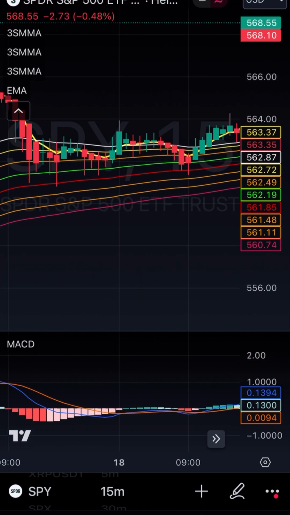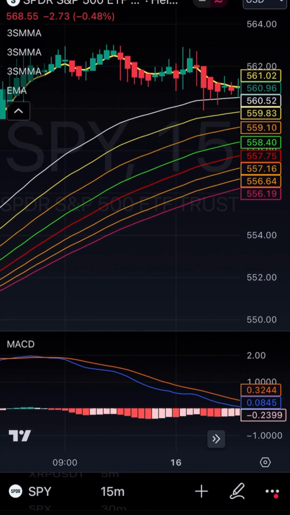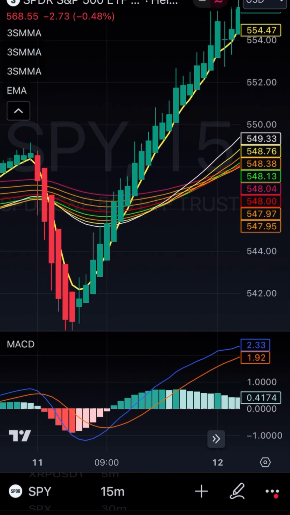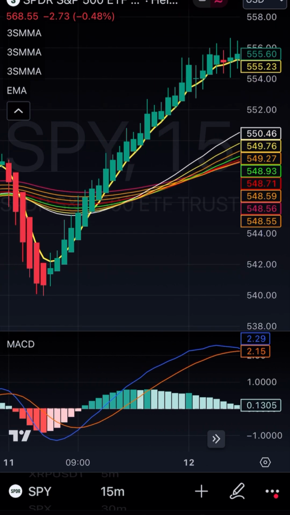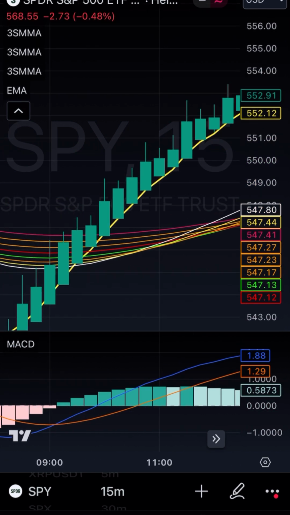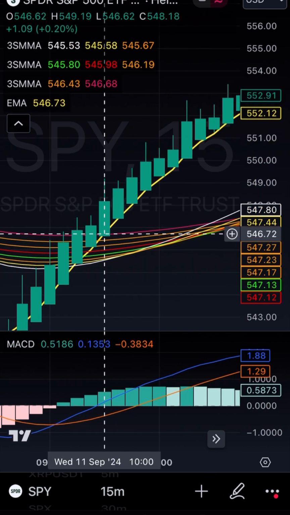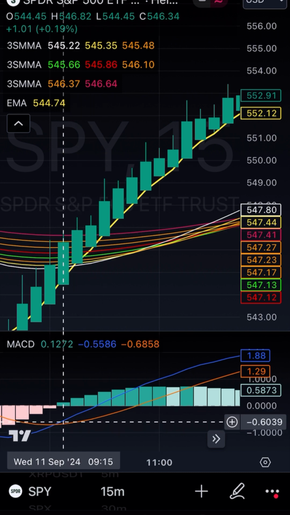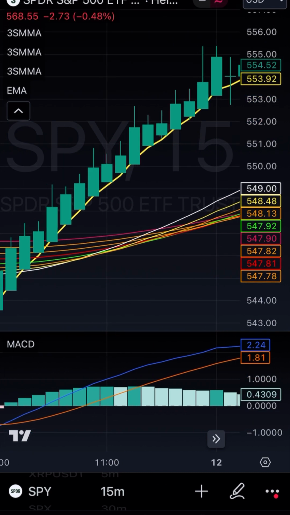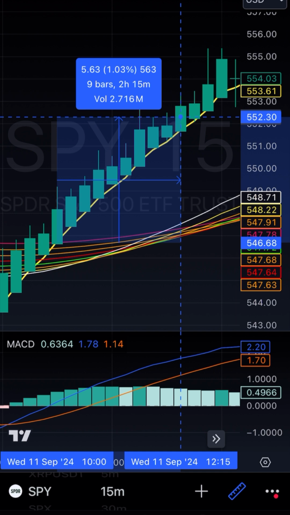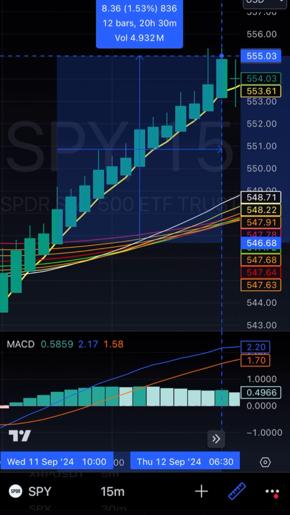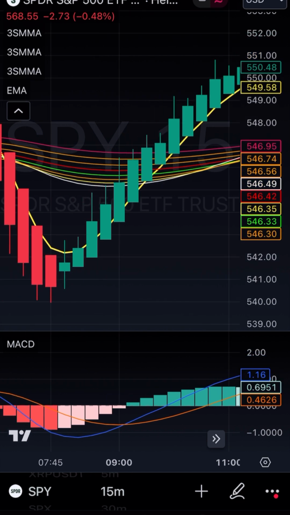Let's look for more moments when it's peeking out. So we see another moment right here. We see it crossing through the line right here. So this will be another entry point. We also see it crossing up with the MACD. So this would be another entry point. We could ride this one out from here all the way up to here. And this one is $836 in a few hours.